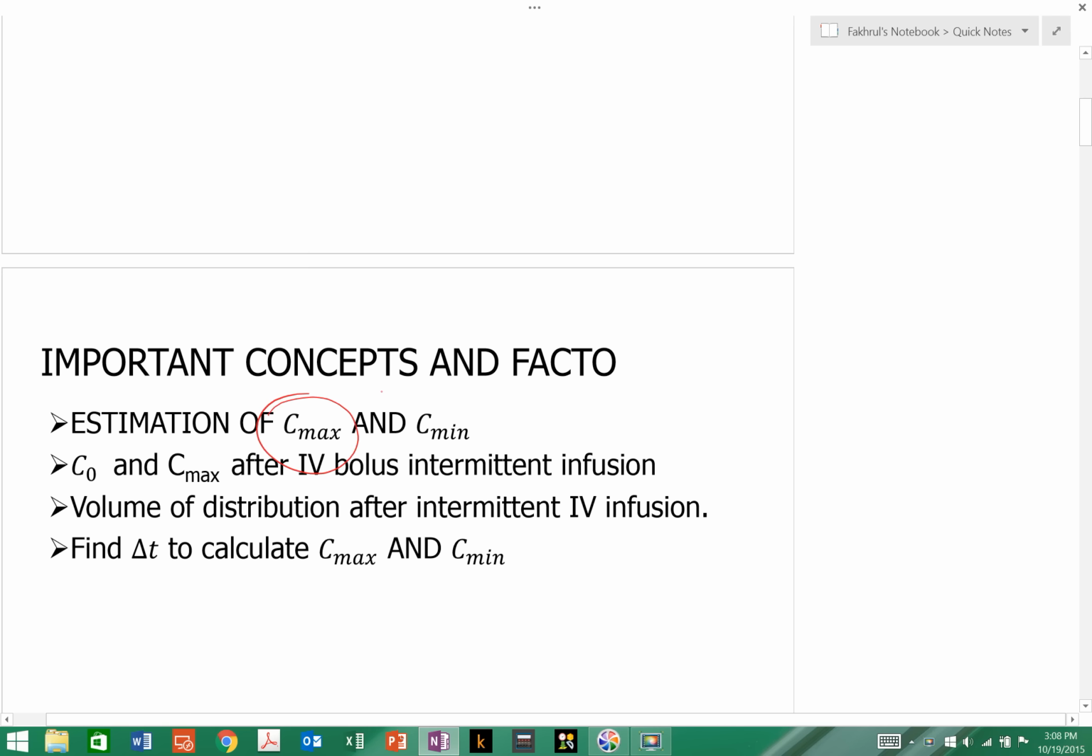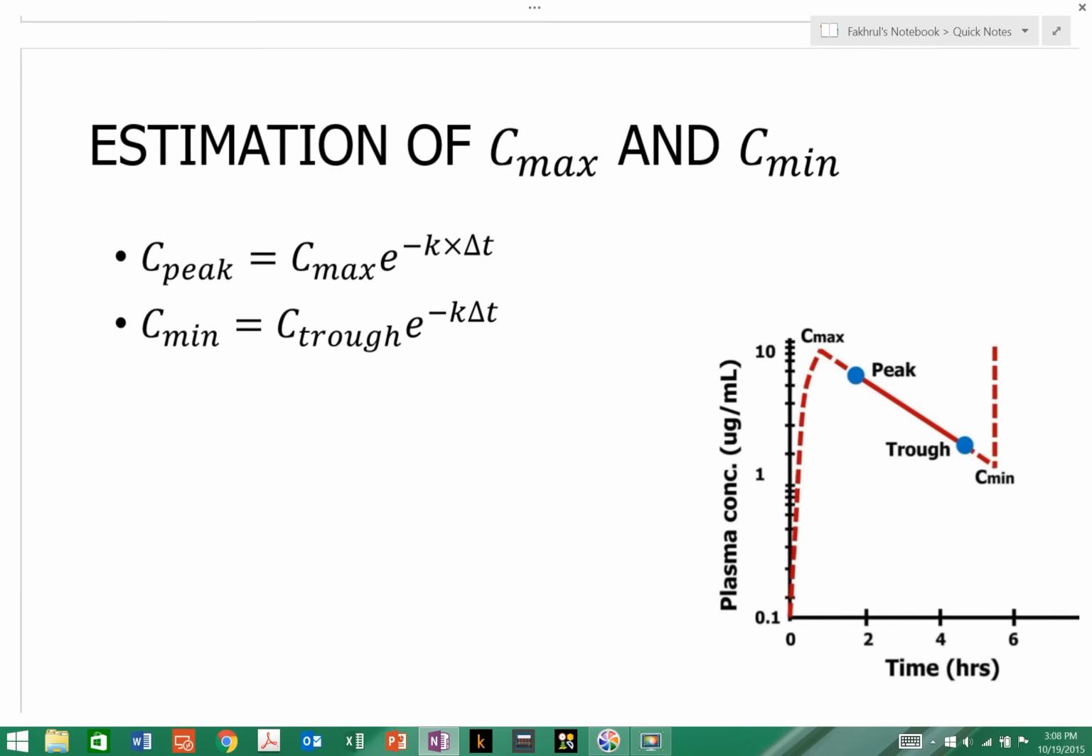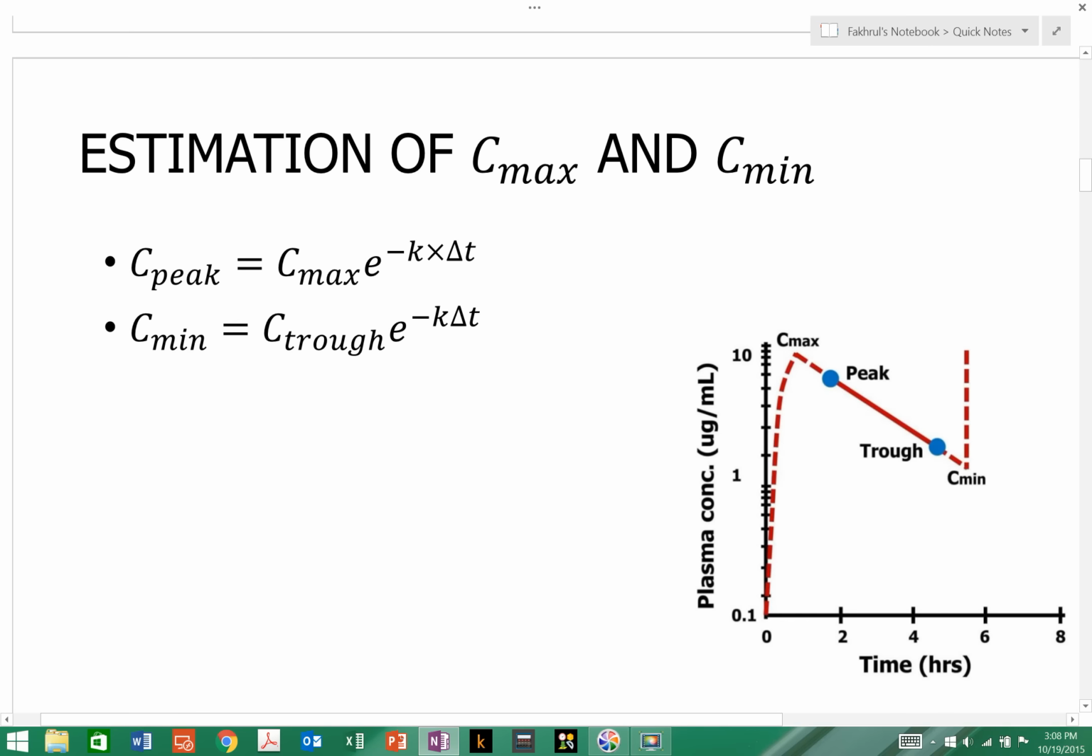Also, we will understand what is the difference between Cmax and C0 in case of intermittent IV infusion, and we will learn a new parameter, delta T. So let's go back to the first important equation. We'll use this equation to calculate my Cmax and Cmin.